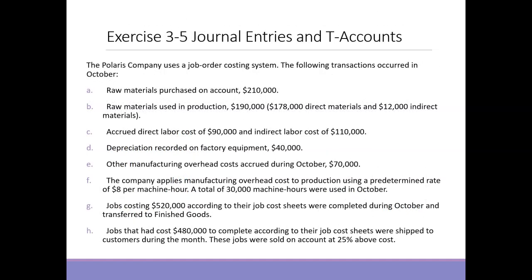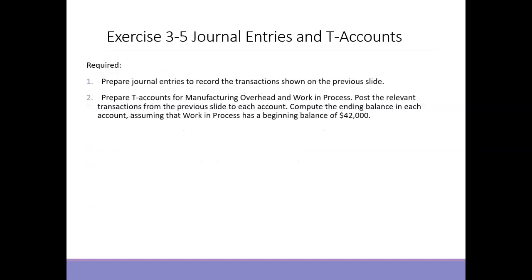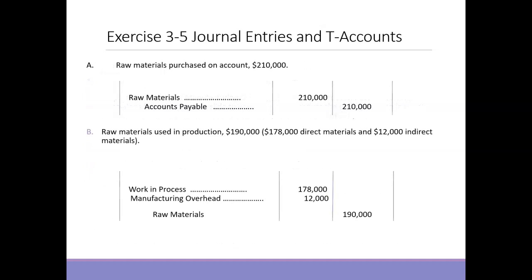So let's look at a problem. Doesn't this help to kind of see what we're doing? Polaris Company uses a job order costing system, and we have these various transactions that happen. So we're going to go through the process of recording these transactions. Raw materials that were purchased on account, we would show going right to the raw materials inventory account: debit raw materials of 210, we credit our payable of 210.